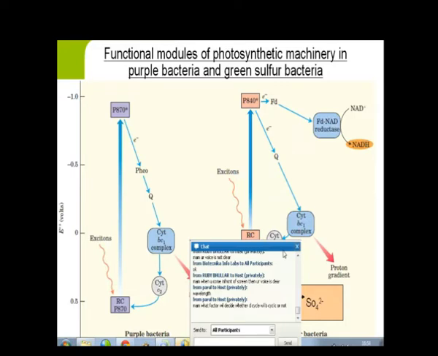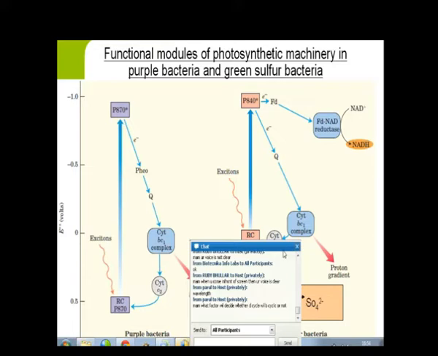NADPH2. If it has to fine tune this ratio, it requires both the presence of cyclic and non-cyclic. Non-cyclic is the one which normally occurs. Cyclic will occur only when it has to fine-tune the concentrations of ATP and NADPH2.